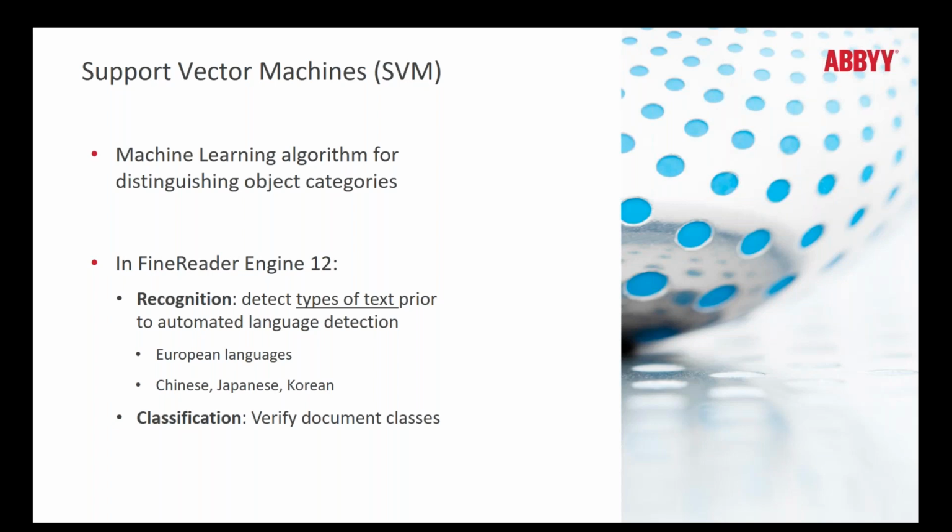And then in the next step, the automatic language detection will start. But the technology already pre-sorted the possibilities with the help of support vector machines. And during the classification, the support vector machines are as well used to verify, basically to detect document classes.